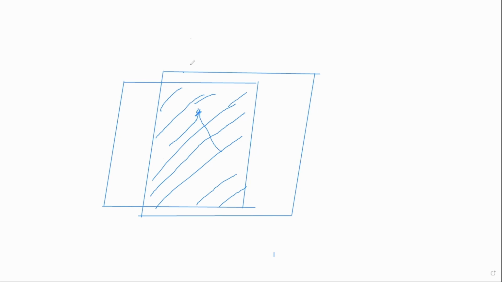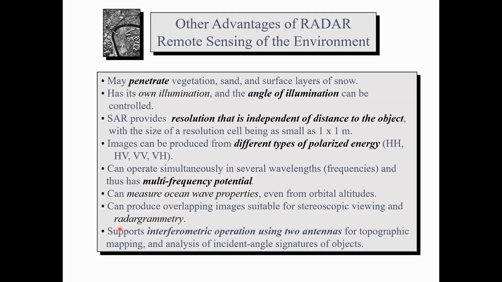Now this science, in your ordinary photogrammetry, is called photogrammetry. In radar imaging, it's called radargrammetry. So that's what I mean here. It also supports interferometric operation using two antennas for topographic mapping and analysis of incident signals.